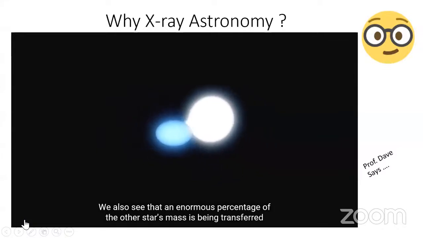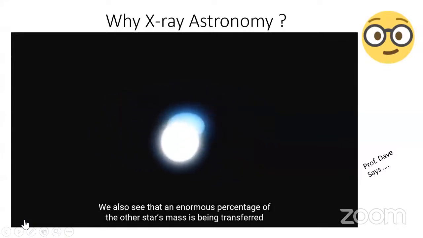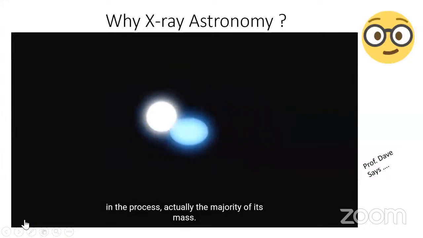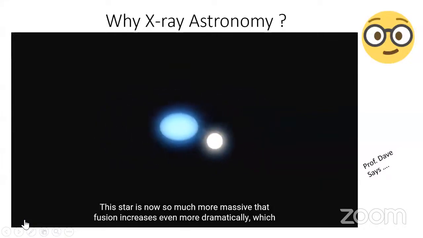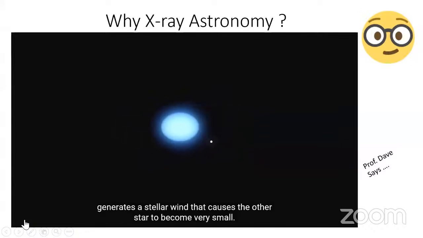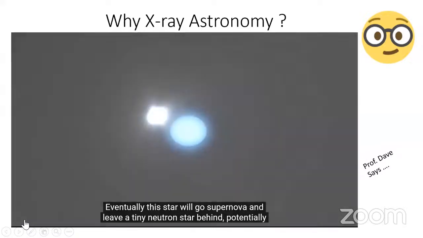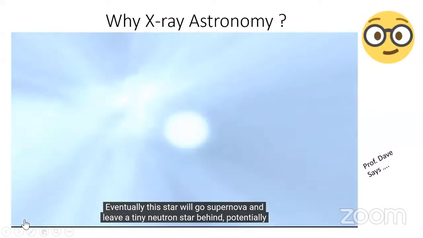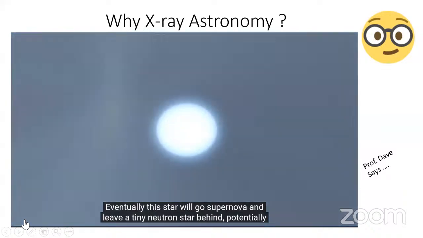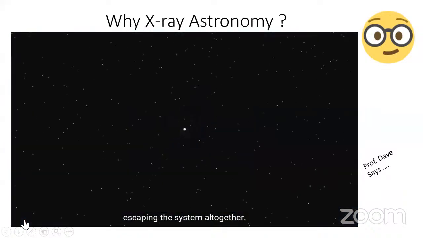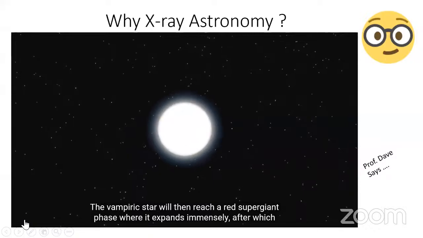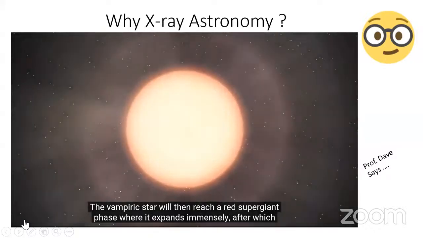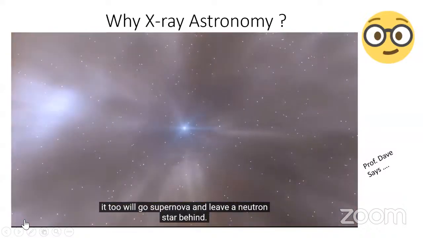We also see that an enormous percentage of the other star's mass is being transferred in the process, actually the majority of its mass. This star is now so much more massive that fusion increases even more dramatically, which generates a stellar wind that causes the other star to become very small. Eventually, this star will go supernova and leave a tiny neutron star behind, potentially escaping the system altogether. The vampiric star will then reach a red supergiant phase where it expands immensely, after which it too will go supernova and leave a neutron star behind.